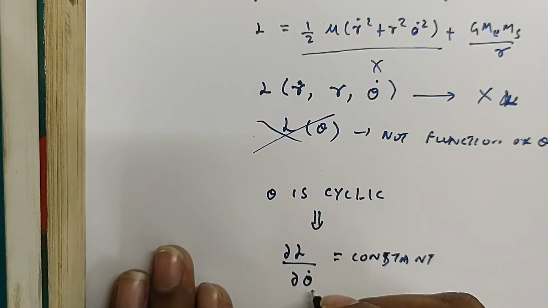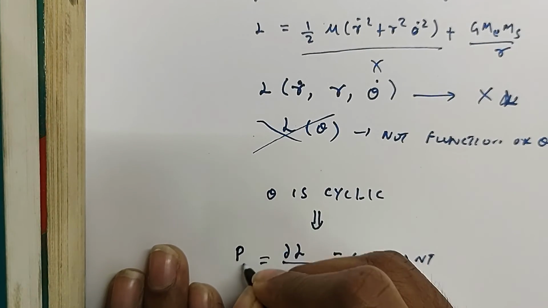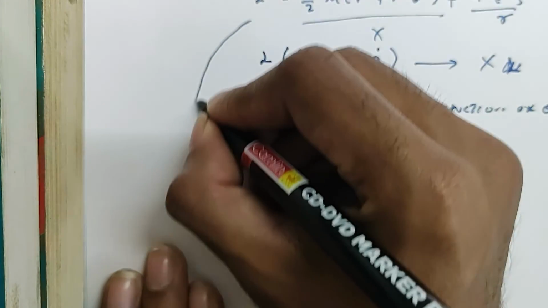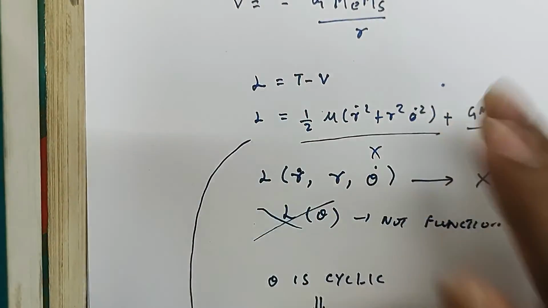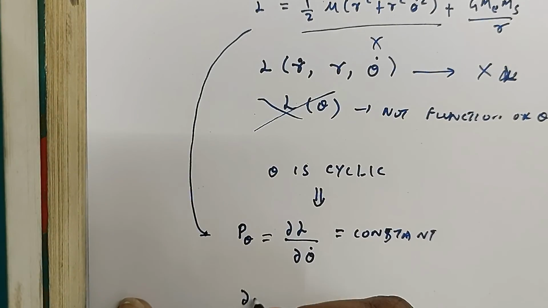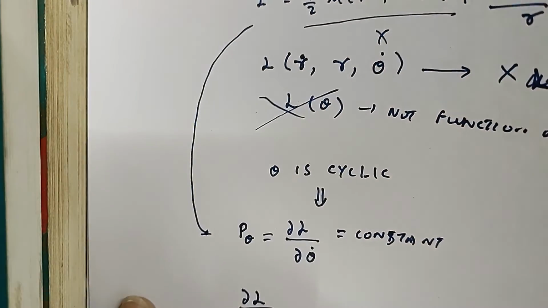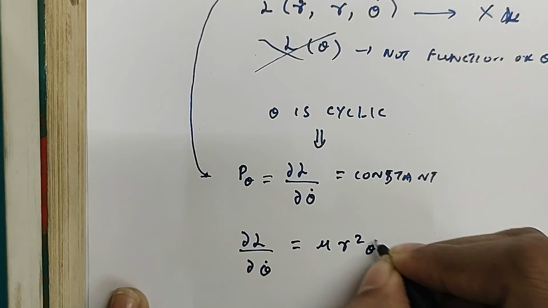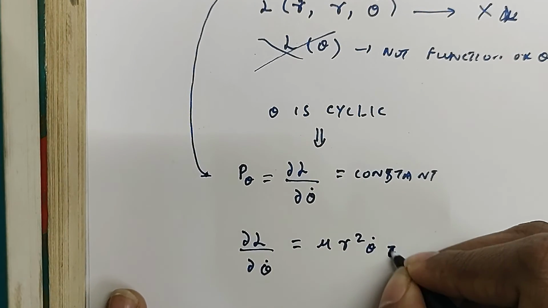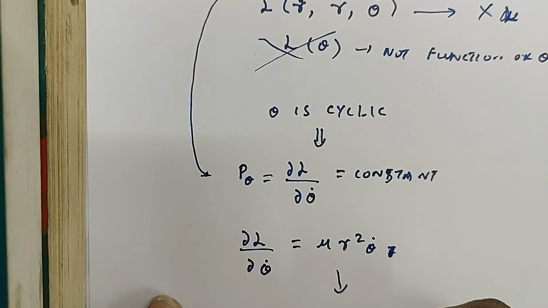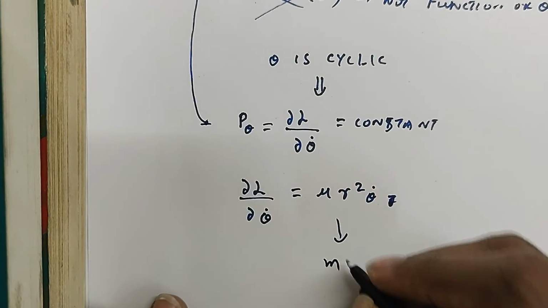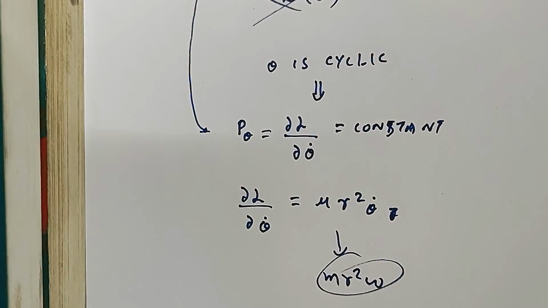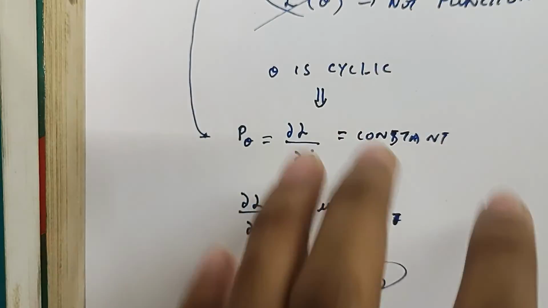Right? So since I have theta, I define p theta. I use the partial derivative of L with respect to theta dot, and I find the following to be conserved. If you see, this is of the form mu r square omega, which is nothing but the angular momentum. Thus, angular momentum is constant in the case of central force motion.